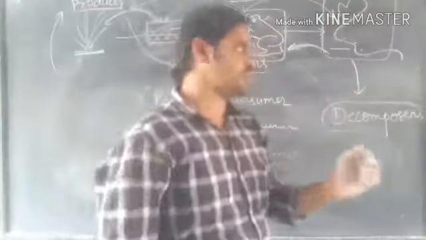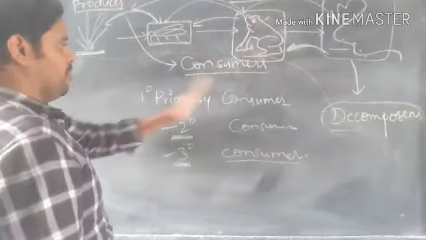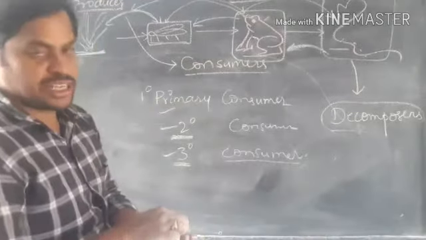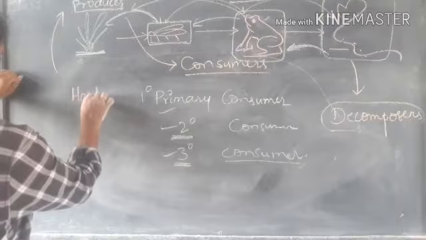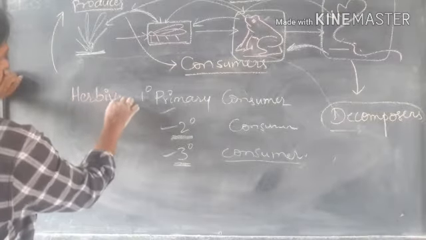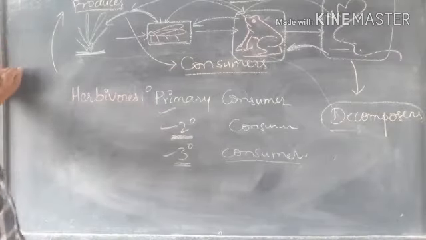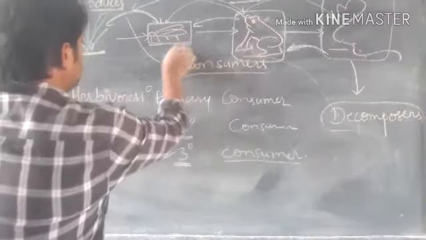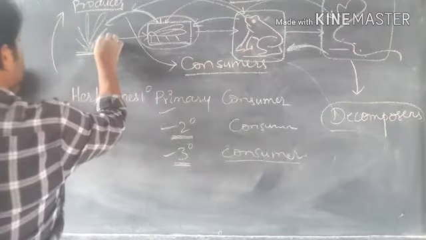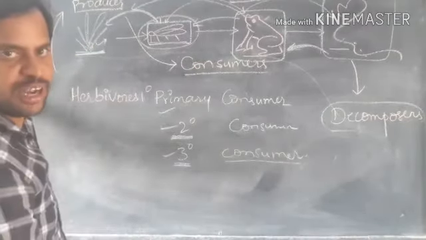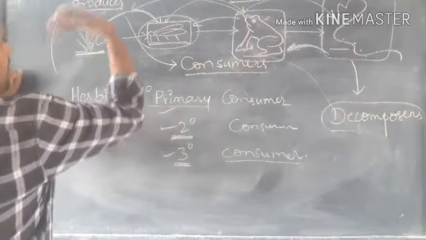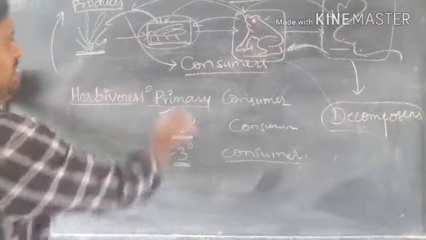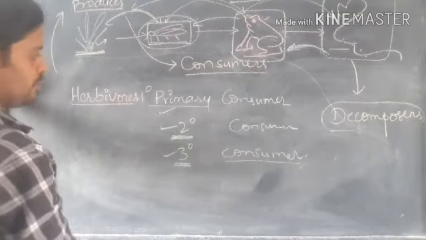Right. So in a food chain, primary consumers are always herbivores. What is meant by herbivores? The animals which eat only plants and plant products are called herbivores. So primary consumers are mostly herbivores. They directly depend upon the plant.